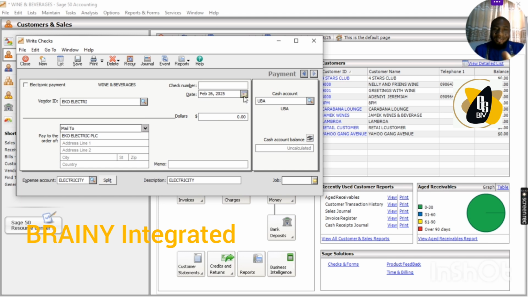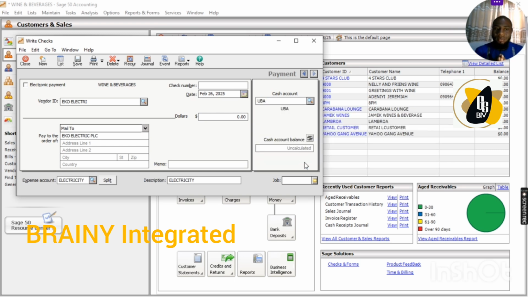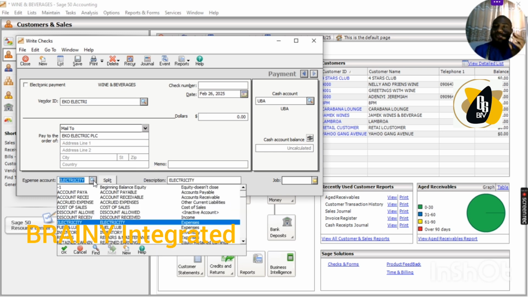The next thing is the date. Today is February 26th. I want to pay using the UBA account, so I'm going to select the cash account to make use of. The next line of action is which expense account is the money hitting. Remember that we have already debited the electricity expense account when we were recording the accrued expense, and the right amount has been recorded for the period.